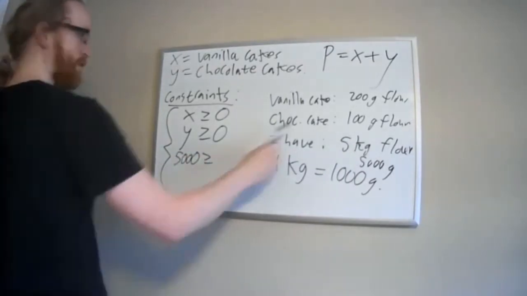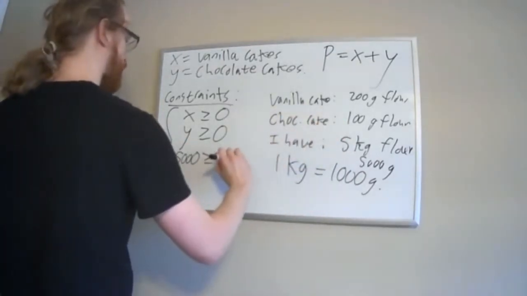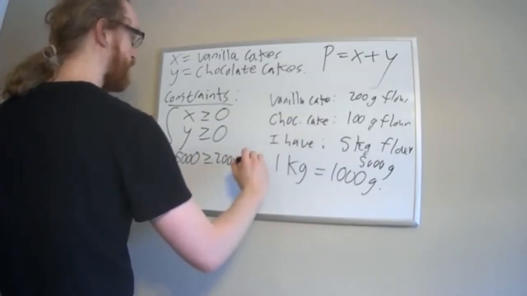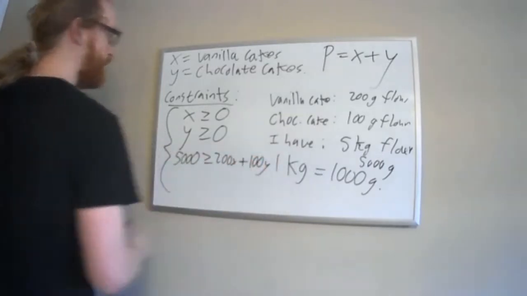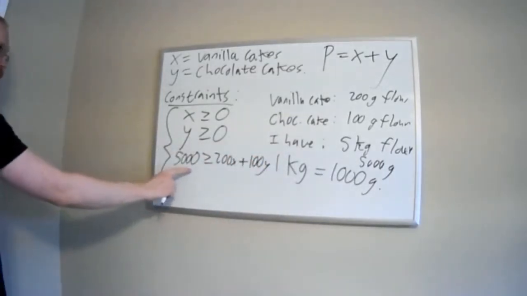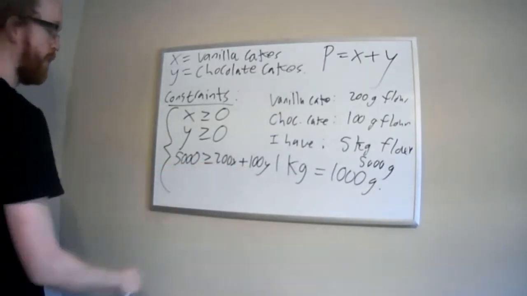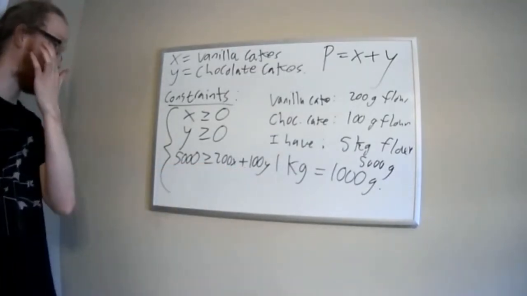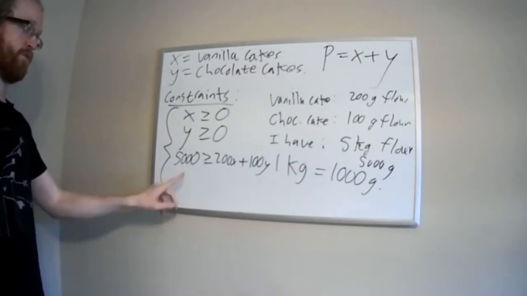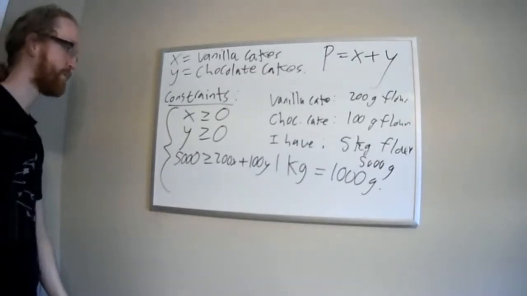And the amount of flour per vanilla cake is 200. And the amount of flour per chocolate cake was 100 grams. So 5,000 has to be greater than or equal to 200x plus 100y, because again, I cannot exceed 5,000 grams of flour. That's all I have on hand.